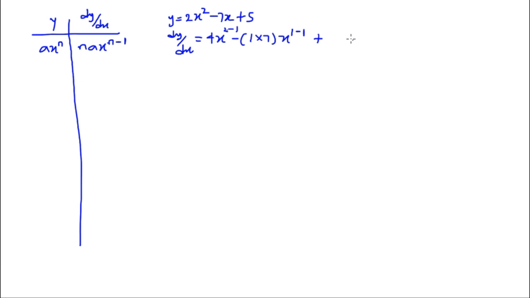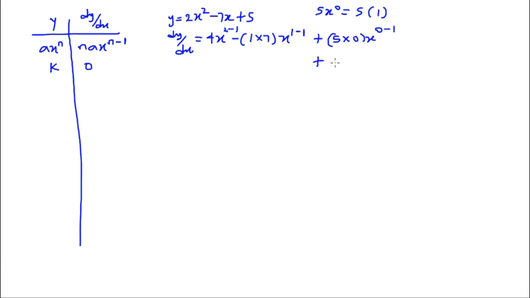For a constant like 5, I can have it as 5x raised to power 0, because x raised to power 0 is 1. If I do the differentiation, that's 5 times 0, then x raised to power 0 minus 1. But I know that 0 times 5 is 0 and 0 times x is 0. So anytime you differentiate a constant, you will always have 0.